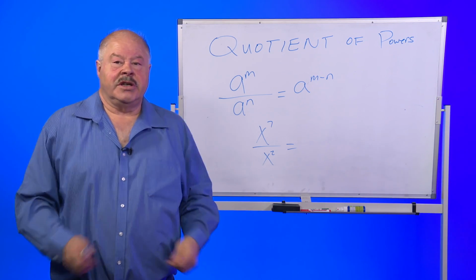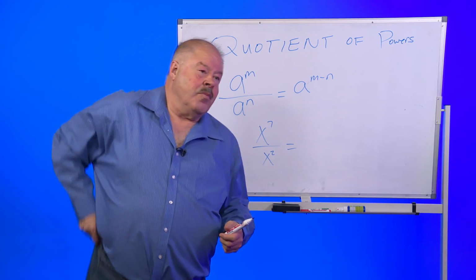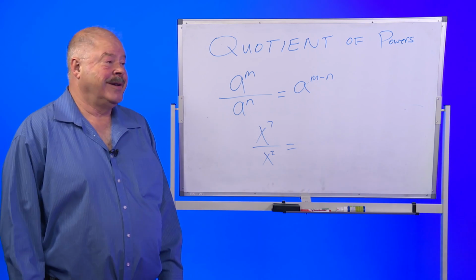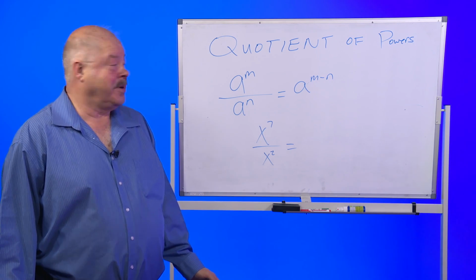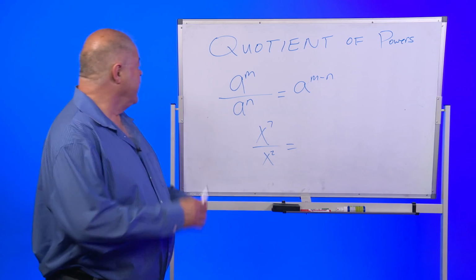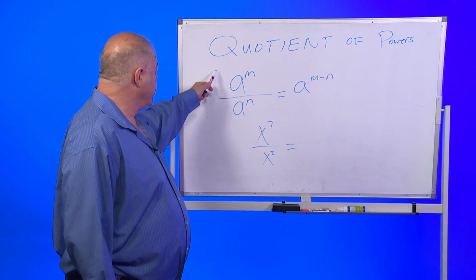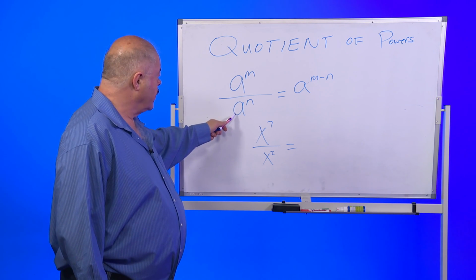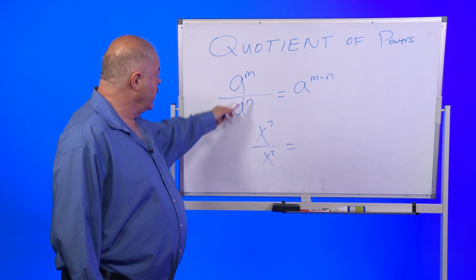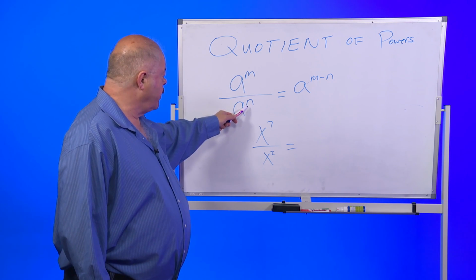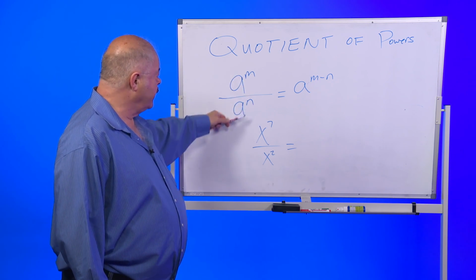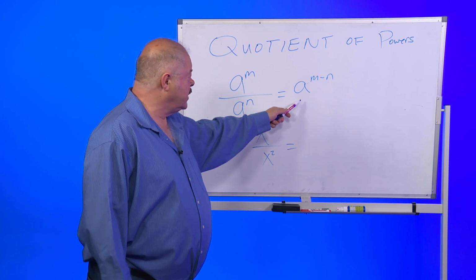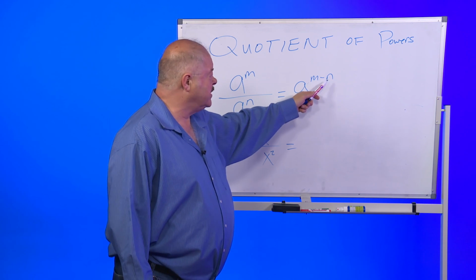Dr. Second Chance here, we're back. We're looking at more math, and this time we're looking at something called the quotient of powers. Here's the rule: when you have the same base, each raised to a different power, with the top one divided by the bottom one, this becomes a to the m minus n.